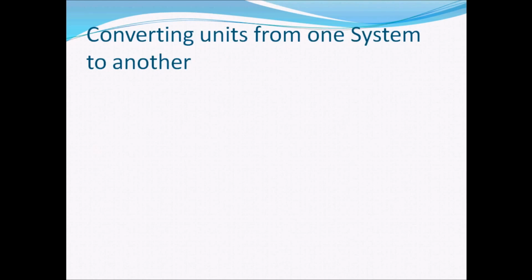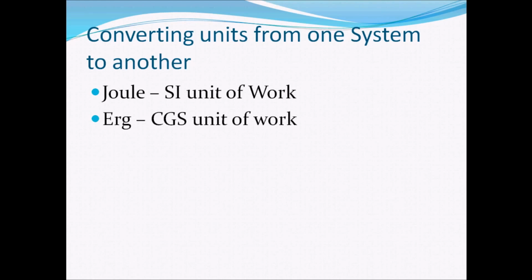The third use is converting units from one system to another. So we know that the joule is an SI unit of work, and we saw that the dimensional formula for work was ML²T⁻². So 1 joule is 1 kilogram meter square per second square. And let's say I'm telling you that an erg is the CGS unit of work. So an erg will be equal to 1 gram centimeter square per second square.